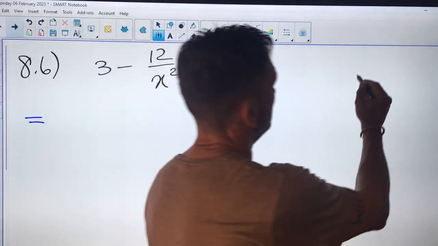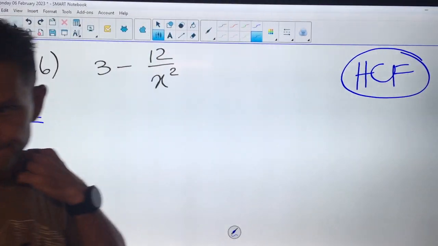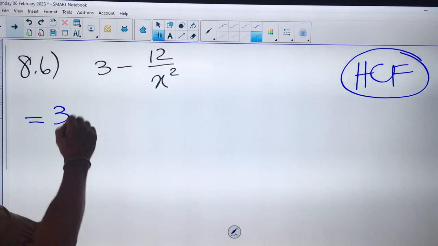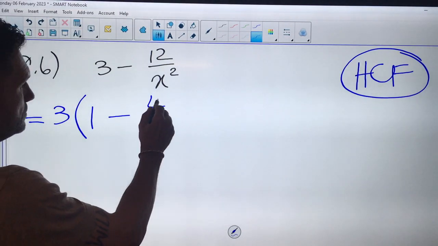And again, with this one, highest common factor. So what's the highest common factor between 3 and 12? 3. Then we're left with 1 here. 3 divides into 12 how many times? 12 divided by 3 gives us 4.